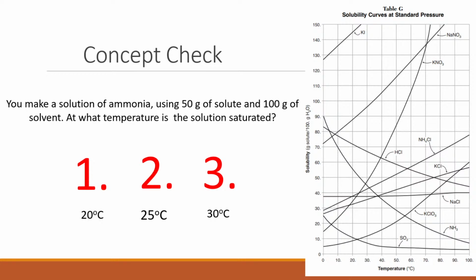What about this one? You make a solution of ammonia, NH3, using 50 grams of solute and 100 grams of solvent. At what temperature is the solution saturated?